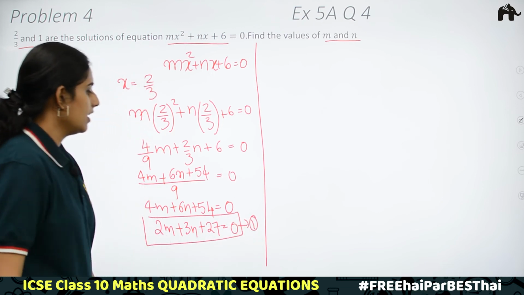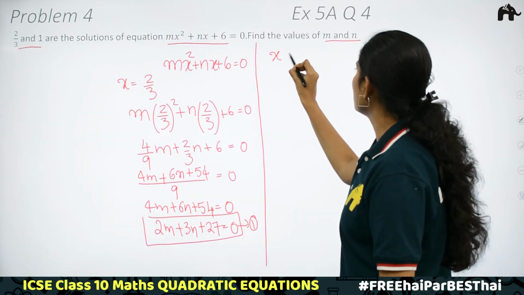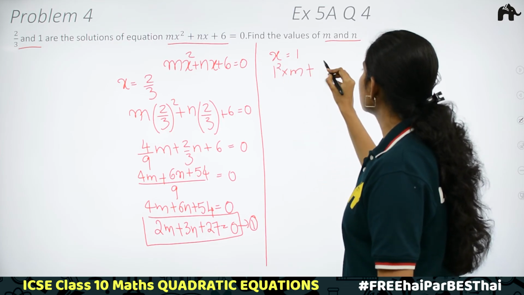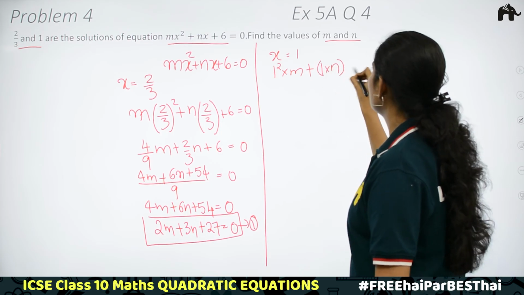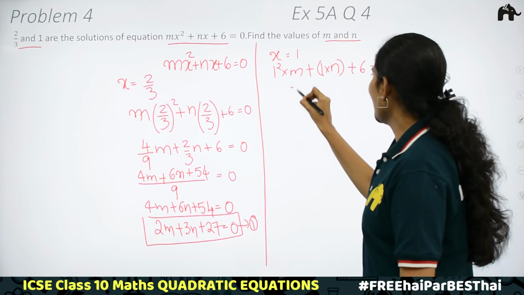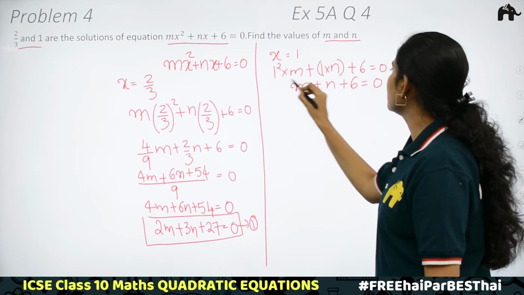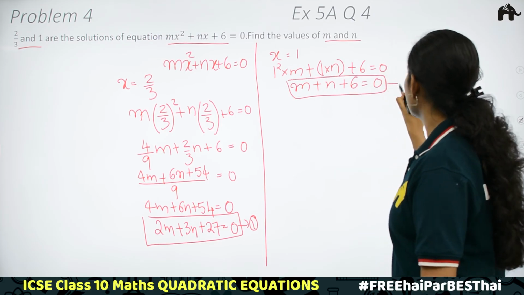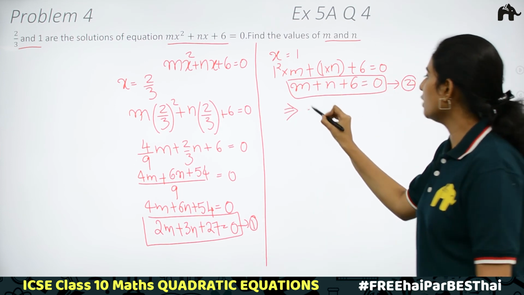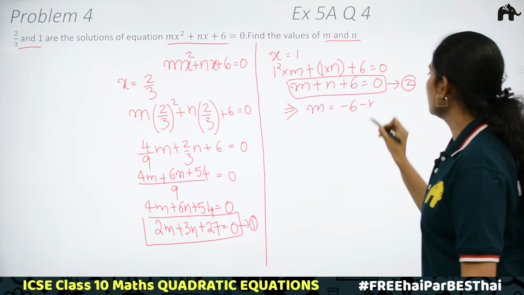Okay. Now let's find the second equation. When we substitute x is equal to 1, you get 1 square into m plus 1 into n plus 6 is equal to 0. That is 1 square, 1. m plus n plus 6 is equal to 0. This is our second equation. Equation number 2 implies we can make a value for m. m is equal to minus 6 minus n. We can write like this.